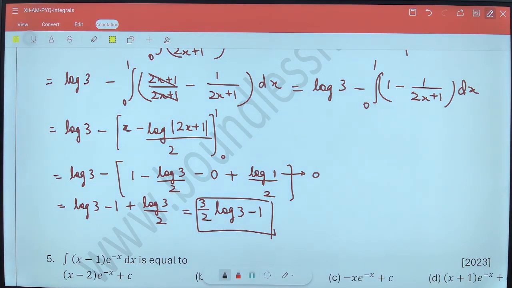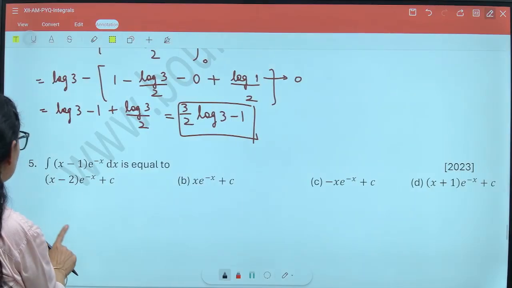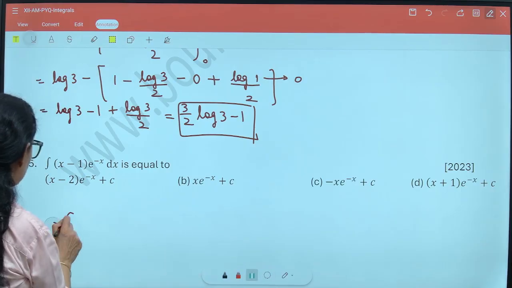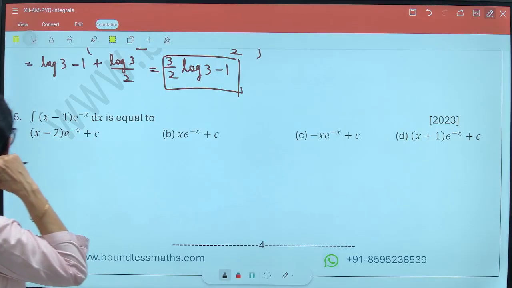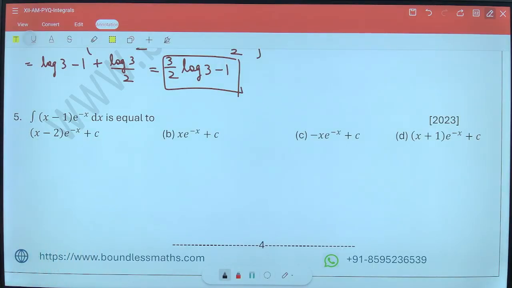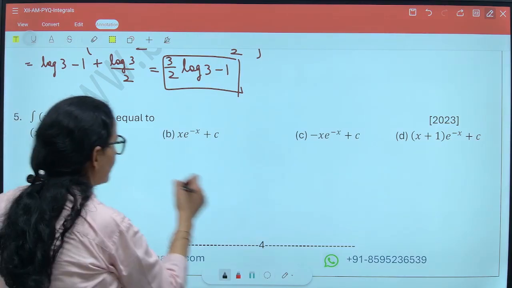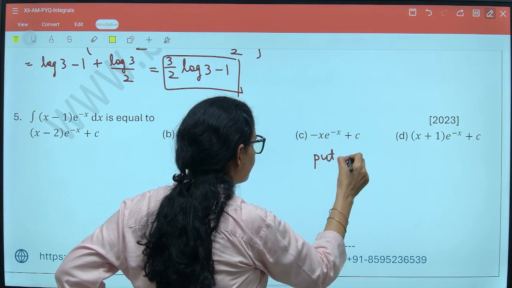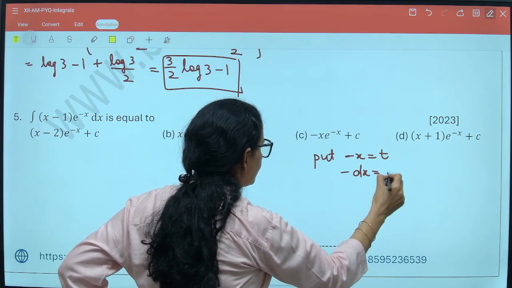Understood? Wonderful. Let's come to the next question. Now this question is an MCQ question and it was there in 2023. So the question is x minus 1 e raised to power minus x. Now here you have e raised to power minus x, not e raised to power x. So let's try if we can put something and simplify our work. So if you put minus x as t, minus dx will be equal to dt.